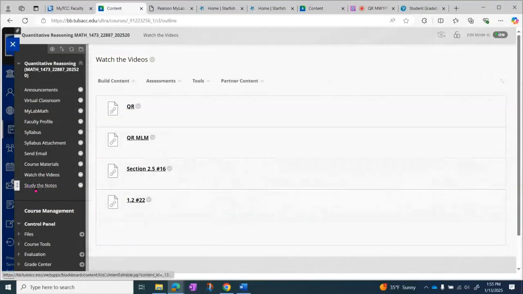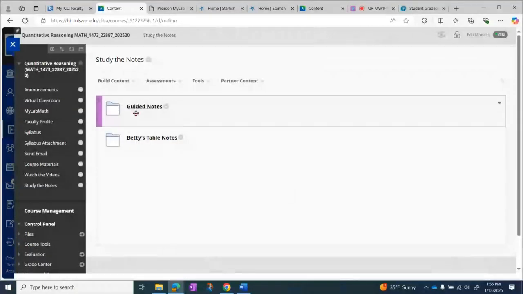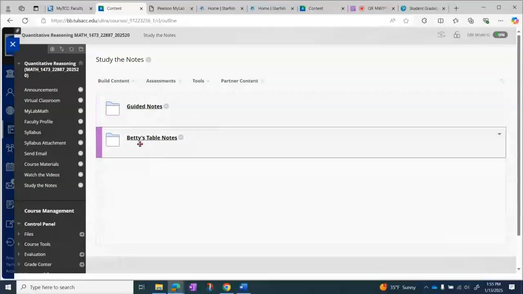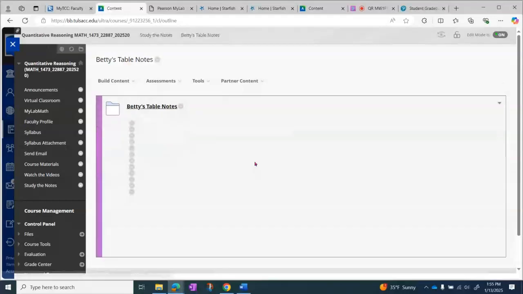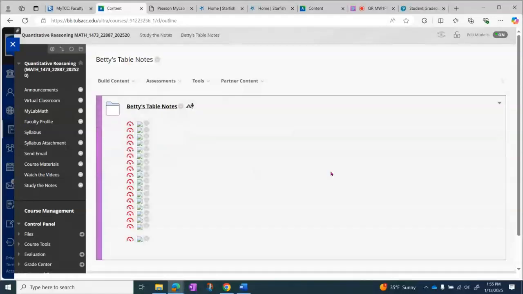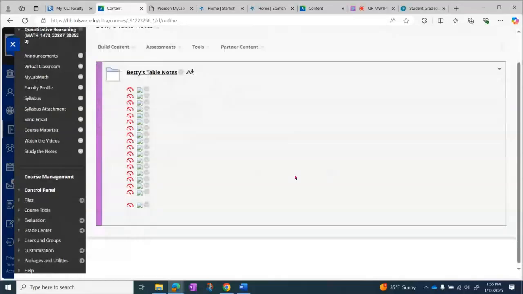Okay. The last section in the manual is notes. I have two sets of notes. One set is our guided notes; see them as a shorter version of the textbook. Another set is my table notes. You will not see those today. Maybe later when the glitch is fixed, you should be able to see my table notes.